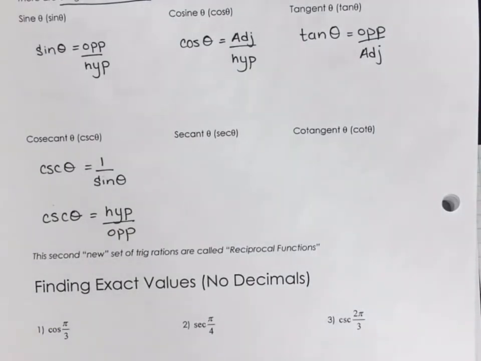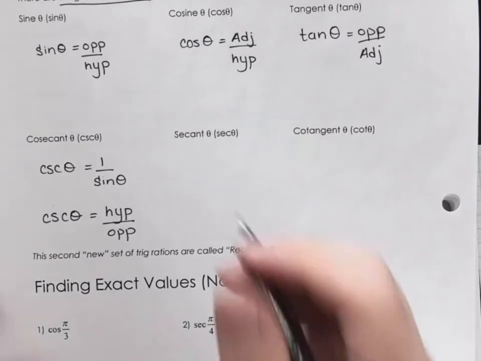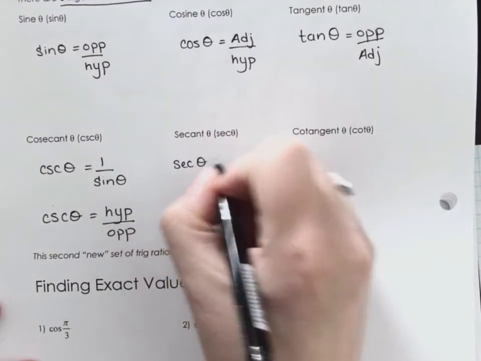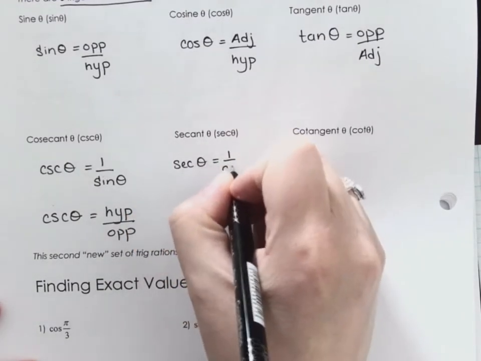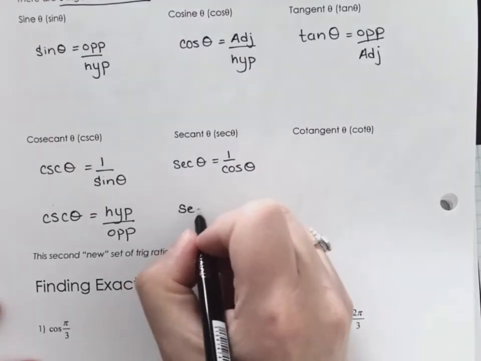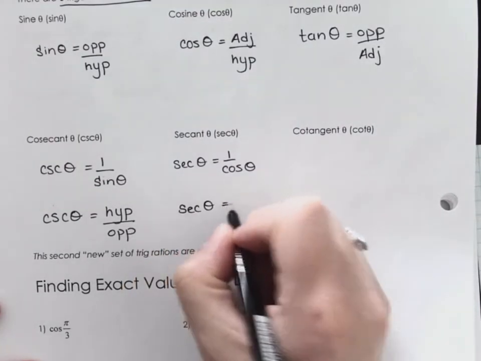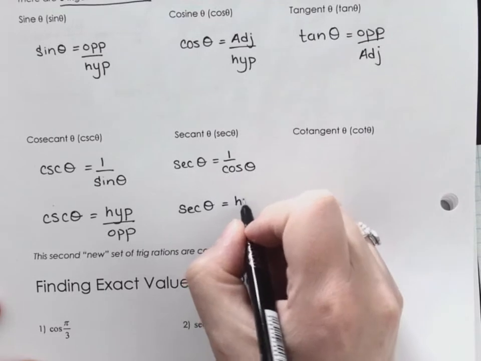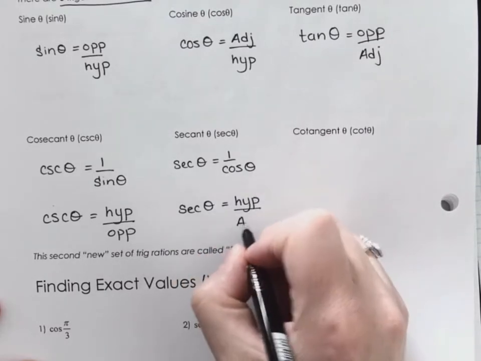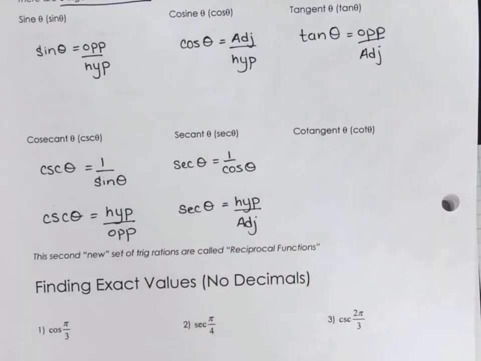Anybody want to guess what secant is? Yep. So secant is 1 over cos theta, which also can be written as hypotenuse over adjacent. You're just doing the reciprocal. Pretty easy.